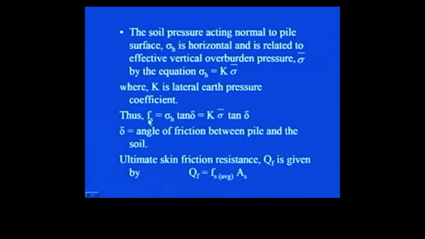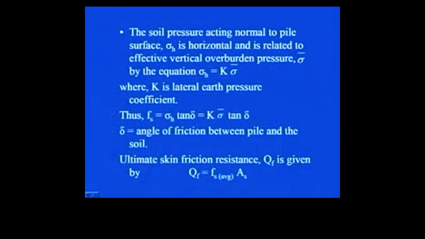So, this Fs will become sigma h into tan delta, which will result in this particular expression, that is k into sigma bar tan delta, where delta is the angle of friction between pile and the soil. So, the ultimate skin friction resistance, this QF, is equal to Fs average into As. See why I am writing this Fs average.